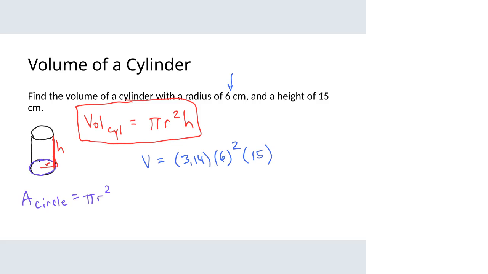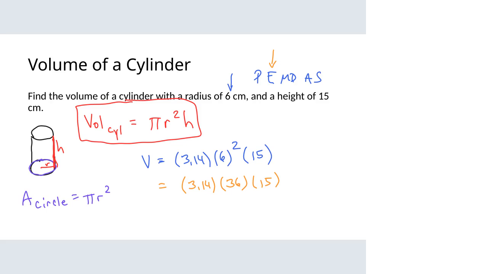Again, I have to be careful with order of operations. Remember, please excuse my dear Aunt Sally. I do see some parentheses here, but I don't have any work to do inside them. So next I'll move on to exponents. I do have an exponent right there, so I need to do that exponent. That'll stay 3.14. 6 squared will be 36 times 15. And now the only thing left for me to do is multiply all these together: 3.14 times 36 times 15.